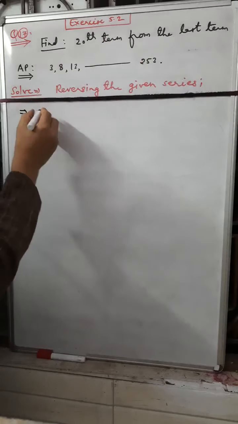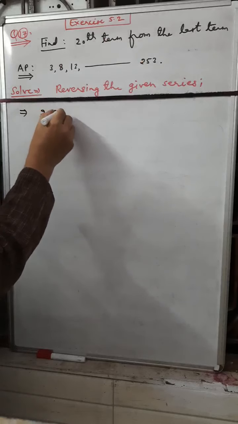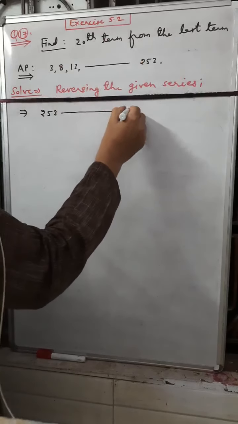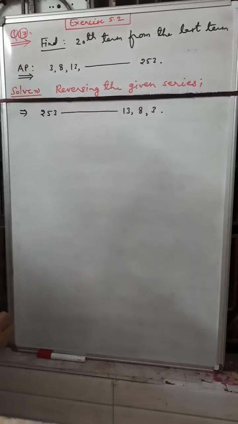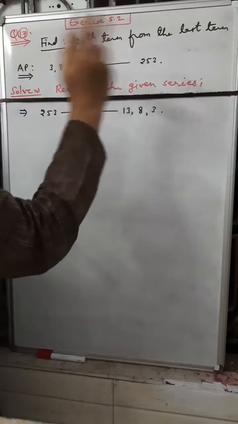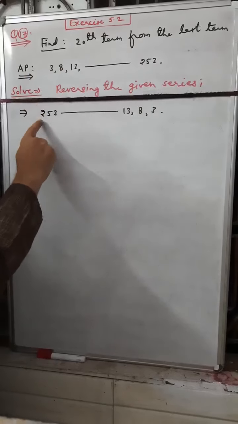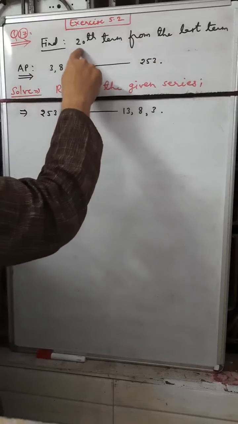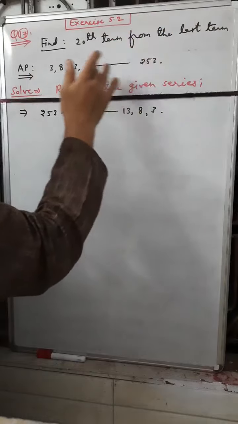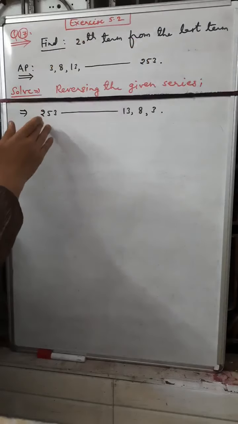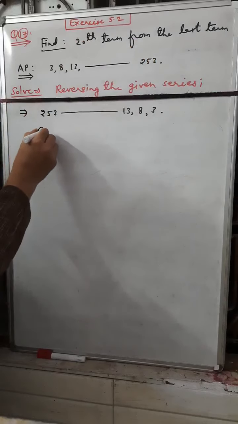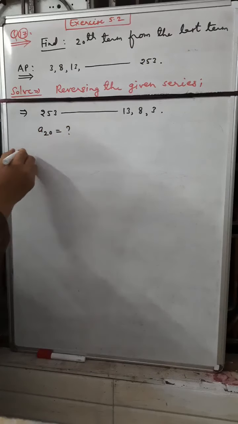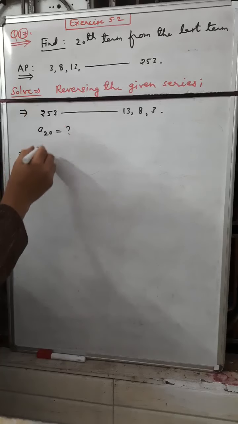If we reverse the order, then 253 will become the first term, and then we will write ..., 13, 8, and the first term will become the last term. So the condition has been changed. Now we have reversed the order of the terms, so the first term becomes 253, and we can easily find the 20th term from the last term. Now we will find the 20th term from this end. So we have to find A20.